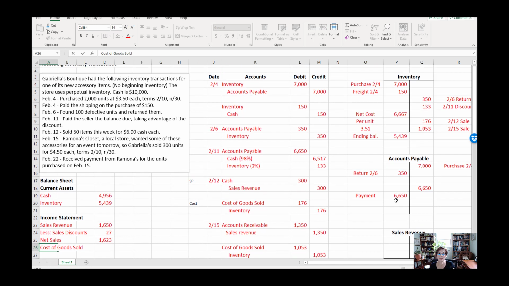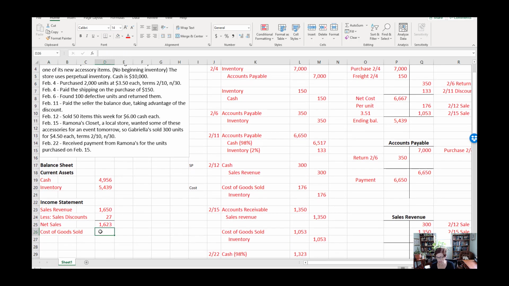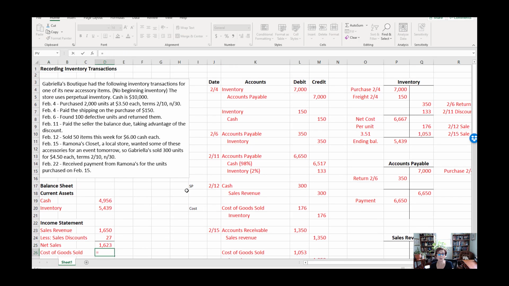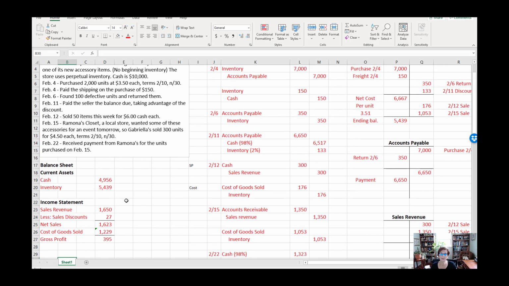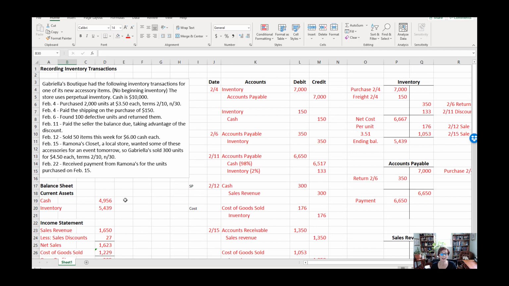All right. We don't have a calculation for cost of goods sold here, so let's add it up. So our cost of goods sold, remember we only had two sales, is equal to the 176 plus the 1053. So our cost of goods sold is 1229, and net sales minus cost of goods sold gives you what's called gross profit. So our gross profit is equal to the 1623 minus the 1229.